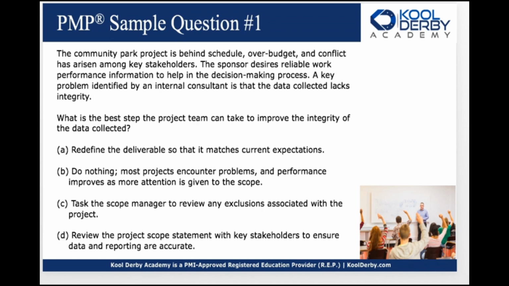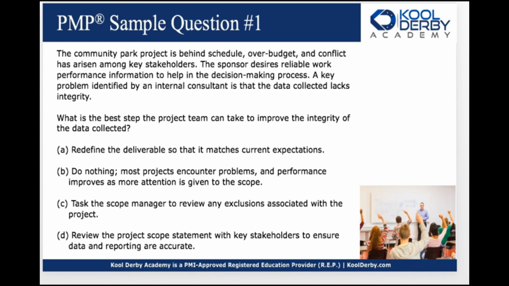So what is the best step the project team can take? So you're looking for the best answer. A, redefine the deliverable so that it matches current expectations. Well, that cannot be the answer because you can't just go back and make up stuff and say, oh, well, it didn't work out, so let's kind of make things up along the way and let's change the rules. And as long as it matches current expectations, we're fine. Now, I guess it sounds good if you haven't studied, but it's definitely the wrong answer. You're basically changing the rules along the way.